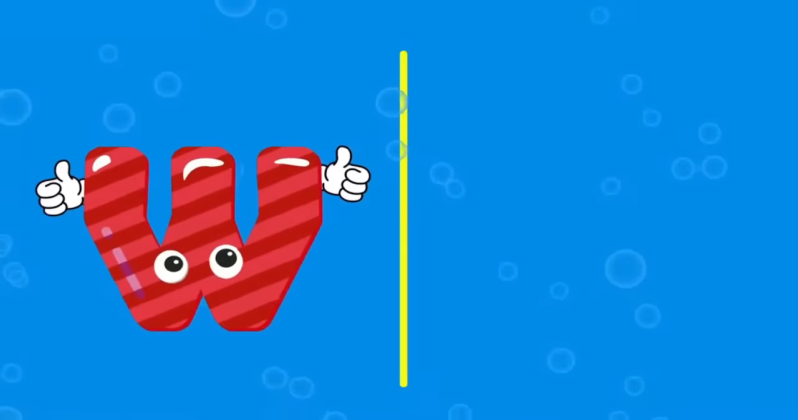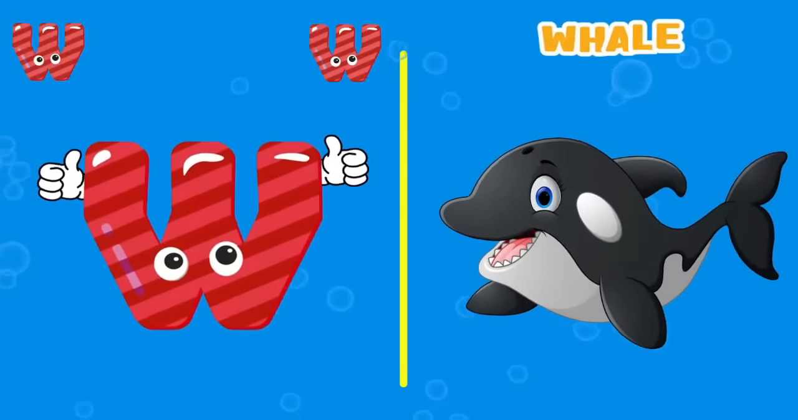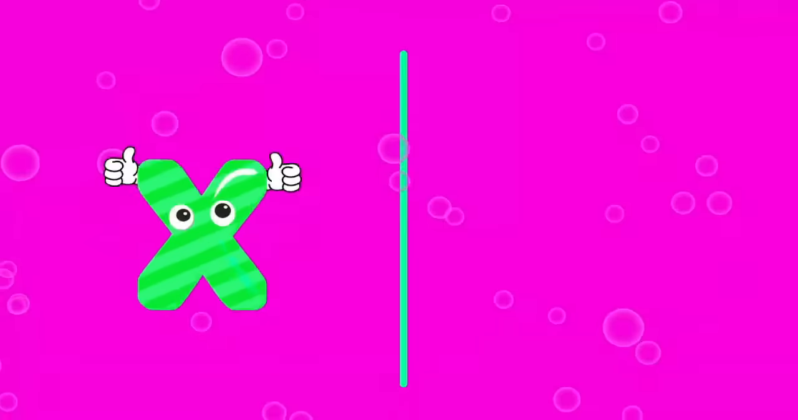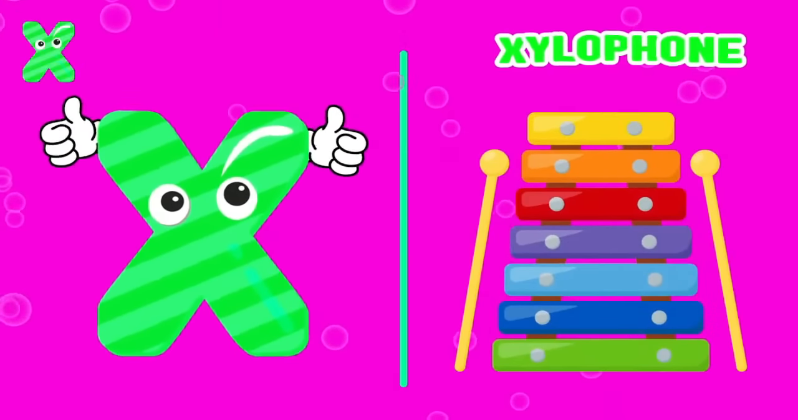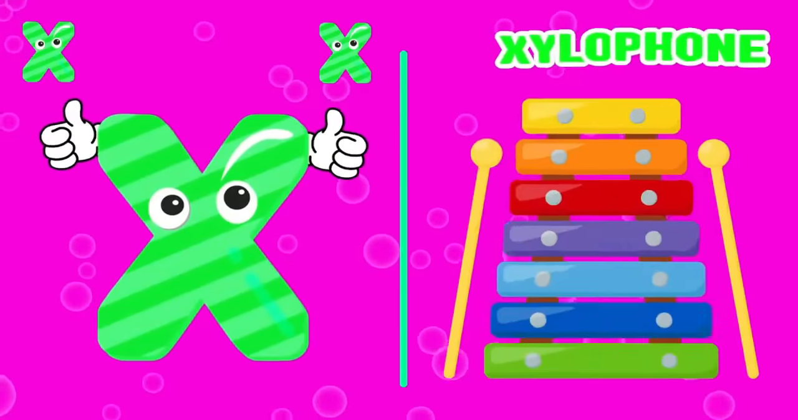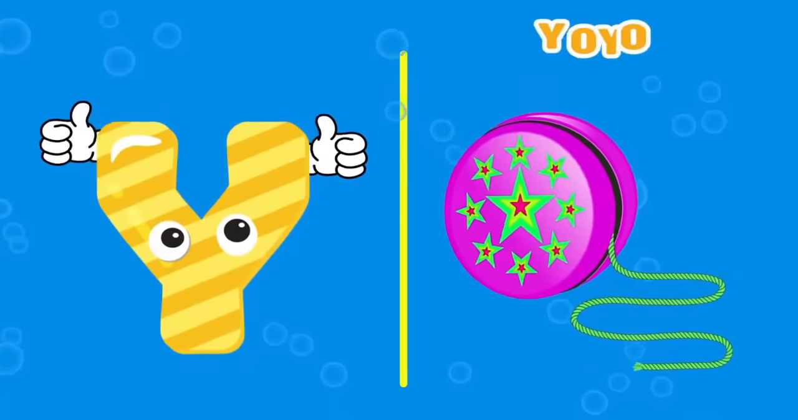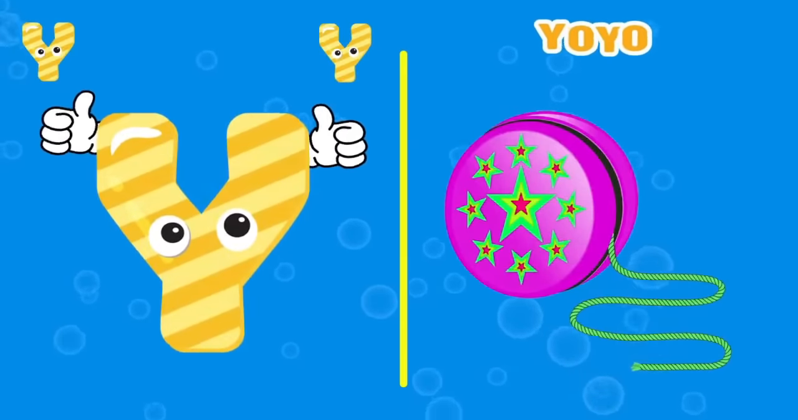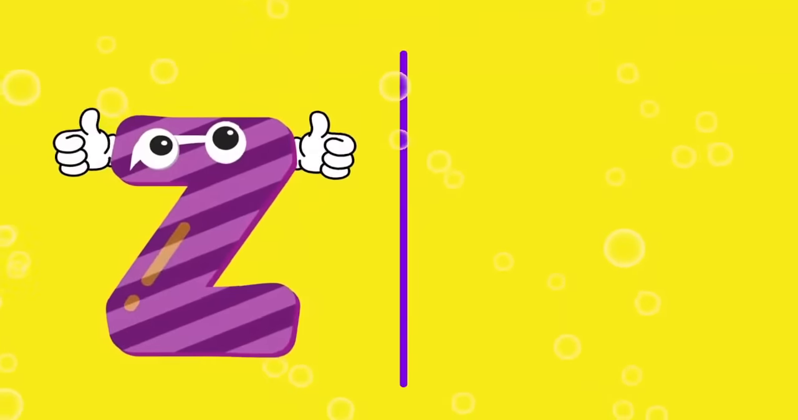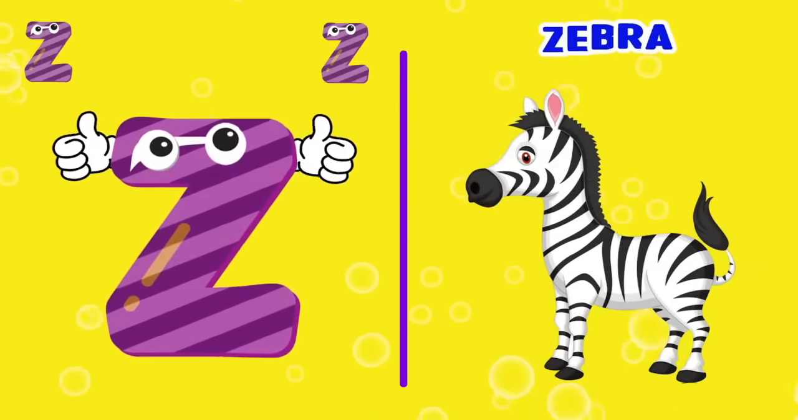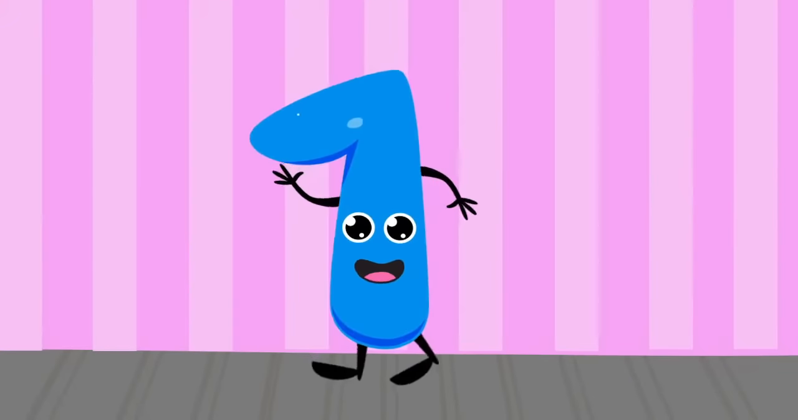W is for whale. W, w, whale. X is for xylophone. X, x, xylophone. Y is for yo-yo. Y, y, yo-yo. Z is for zebra. Z, z, zebra. Are you ready for shapes?